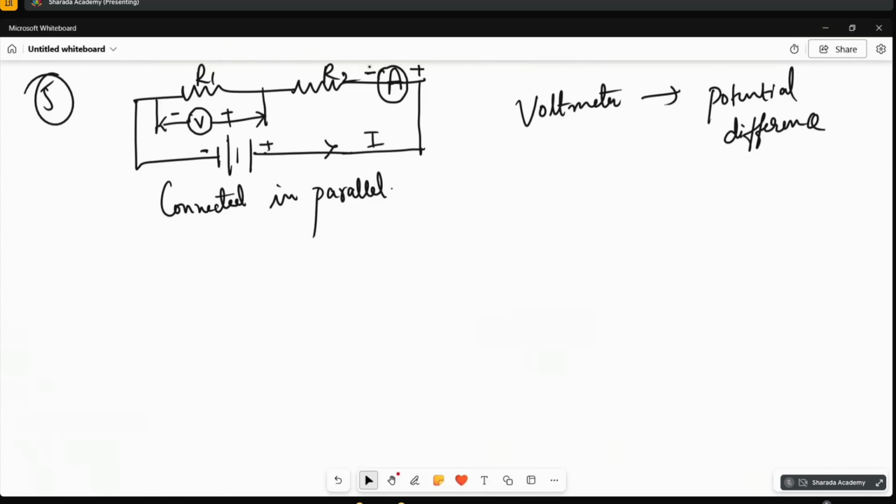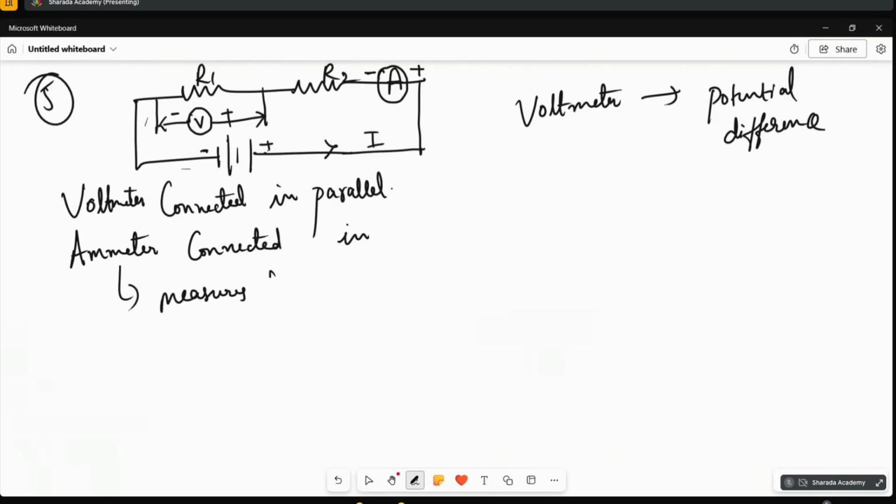Actually, when you connect in the lab and change the polarity, the ammeter will blow up, and you have to get it repaired. So always connect like that. Whichever side plus is there, that is plus; the other side minus. Here also same. So write down: voltmeter connected in parallel, ammeter connected in series. Ammeter measures the current. Voltmeter measures the potential difference.